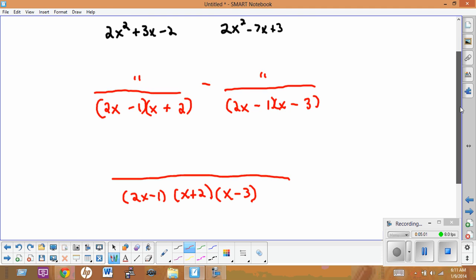Okay, let's go ahead and rewrite our numerators. So if I look at my first term, I have the 2x minus 1. I have the x plus 2. The one I'm missing is the x minus 3. So what I'm going to do is multiply both numerator and denominator by x minus 3.